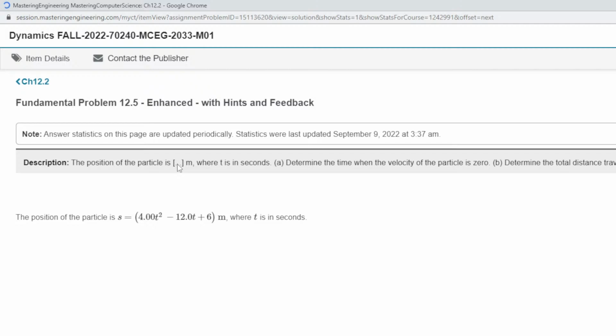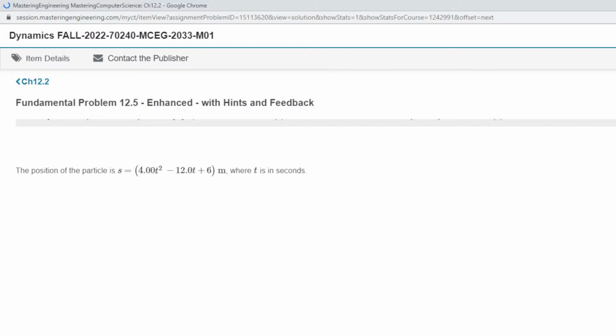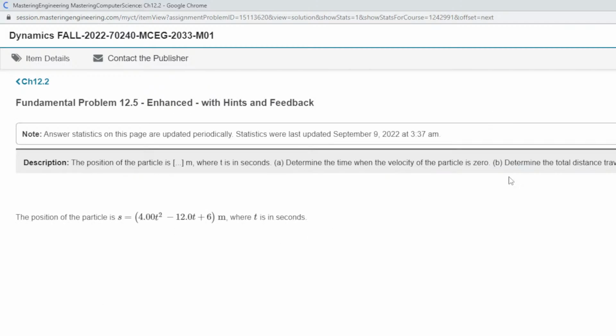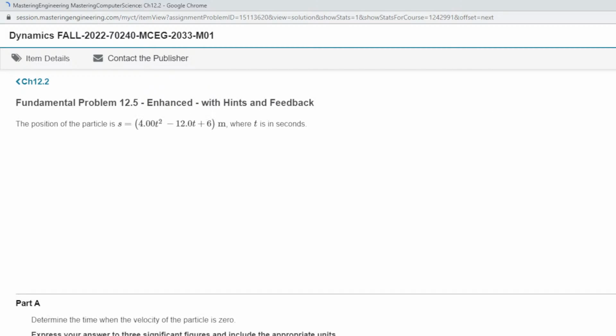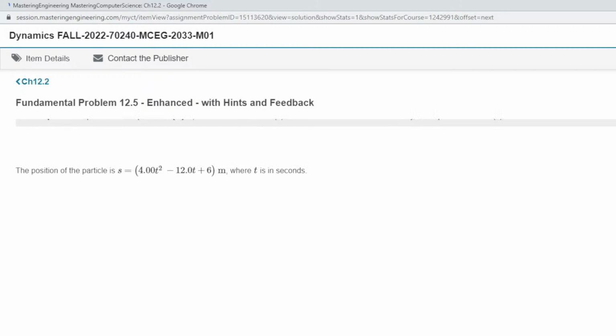Okay, it says determine the time when the velocity of the particle is zero, and determine the total distance traveled by the particle when t is equal to, and I can't see that. Oh, it just has a pound sign. So I'll need to go down to here. View available hints. See what he has for hints there. Does he tell us what the time number is? Okay, the position of the particle, where t is in seconds.